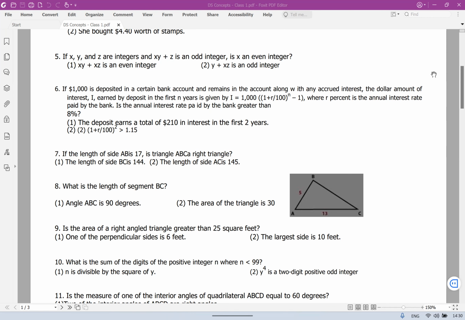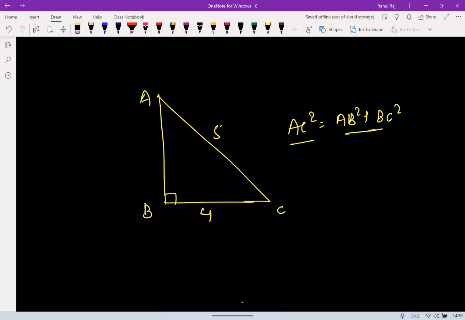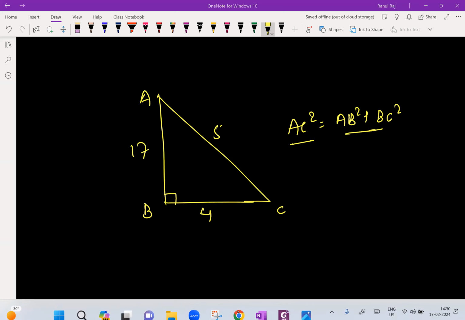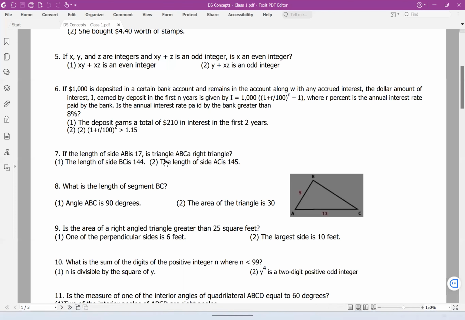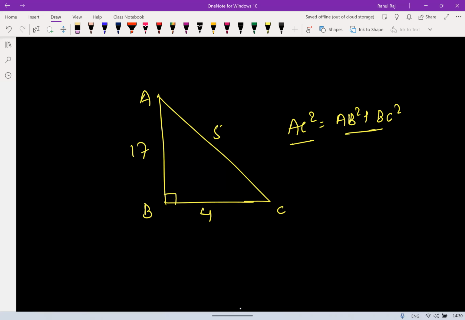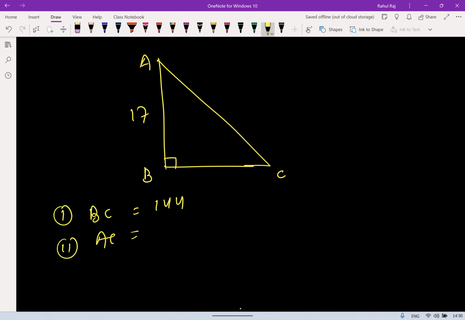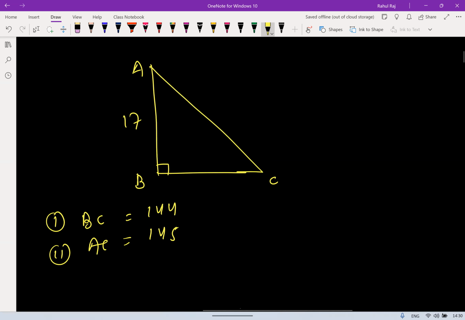So see here, it says that the length of side AB is 17. Simple logic. And now it asks, is triangle ABC a right angle triangle? Option number 1 says BC is 144. Option number 2 says AC is 145. So option number 1 here says BC is 144, and option number 2 says AC is 145. Now they're asking you, is this a right angle triangle? Yes or no? Simple, straightforward.